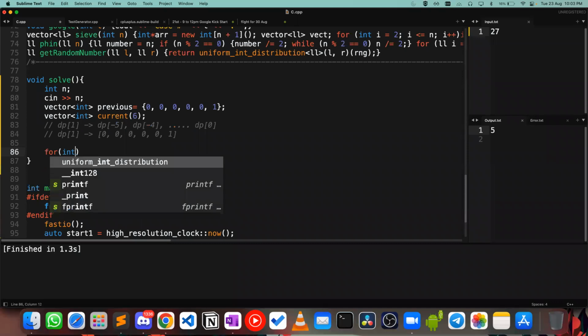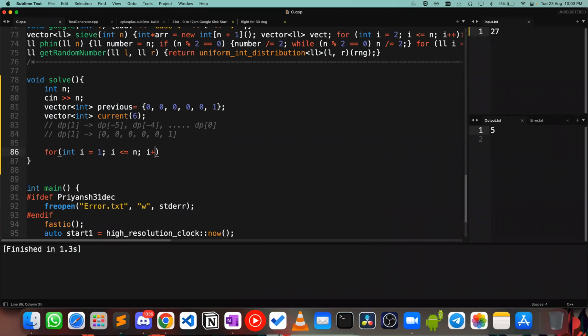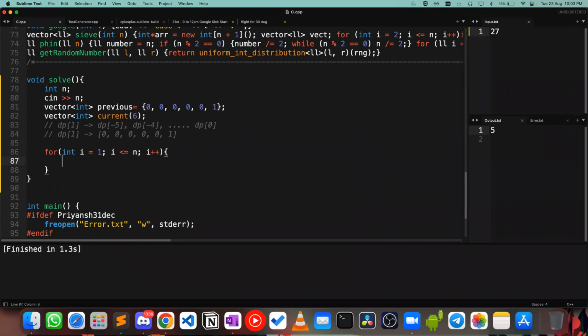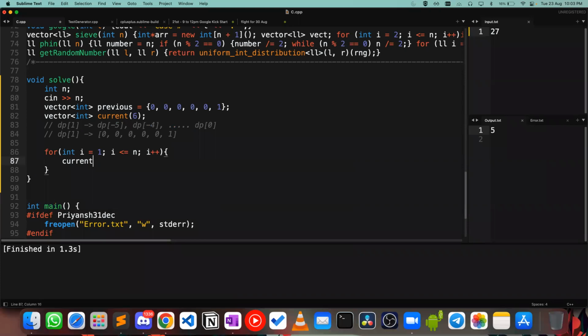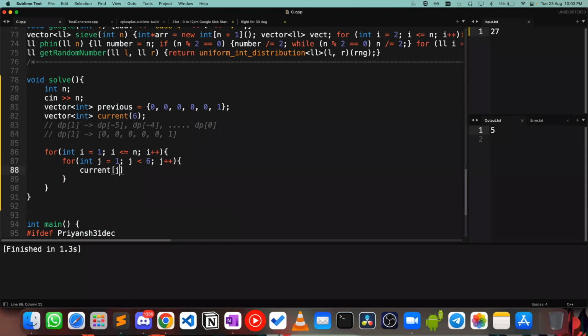Now I just say go from 1 to n and you update your current state. Okay. How do you do that? So will you not say that the last value of current will be the summation of all the previous values? Can I say that? Okay, first of all this. Can I say for int j is equal to 1, j is less than 6, j plus plus, current at j minus 1, sorry, just a minute.